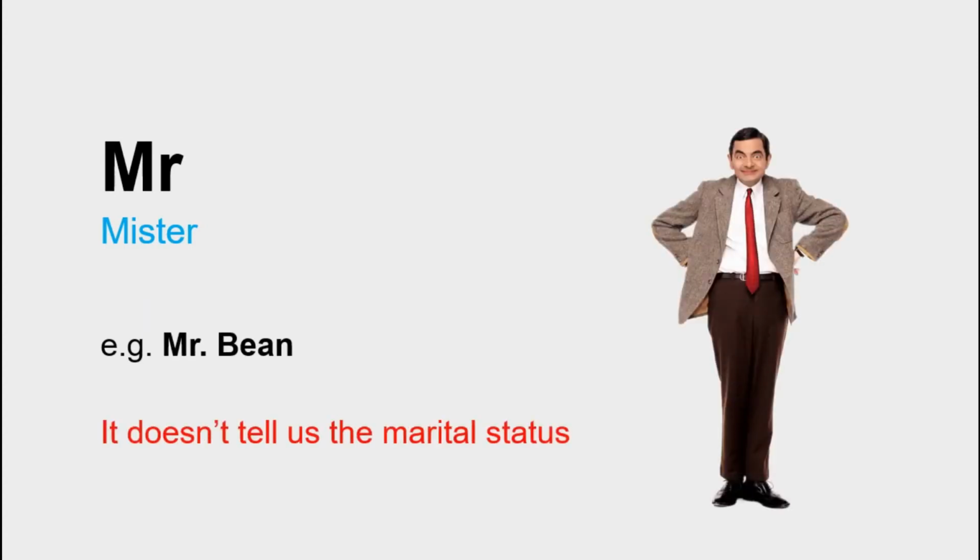This is Giovanelli. In this tutorial I'm going to explain in all details how to use the formal titles or nouns which are Mr., Mrs., Miss and Ms. So let's get started. Mr. The letters Mr. are abbreviated from the word Mister. For example, I'll say Mr. Bean. So we are using Mr. for masculine, and in this case it doesn't tell us the marital status.